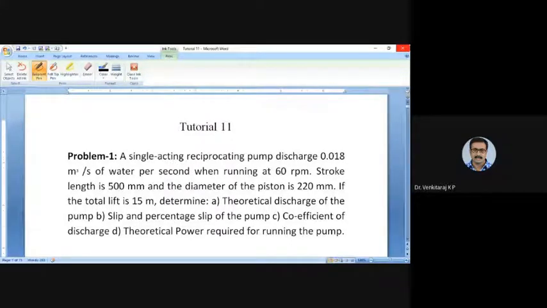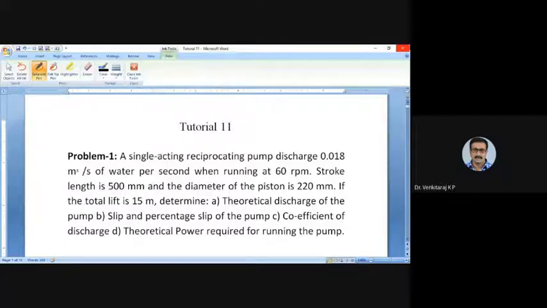0.018 meter cube per second of water when running at 60 rpm. Stroke length is 500 mm and the diameter of the piston is 220 millimeter. The total lift is 15 meter. Determine the theoretical discharge of the pump, slip and percentage slip of the pump, coefficient of discharge, and theoretical power required for running the pump.